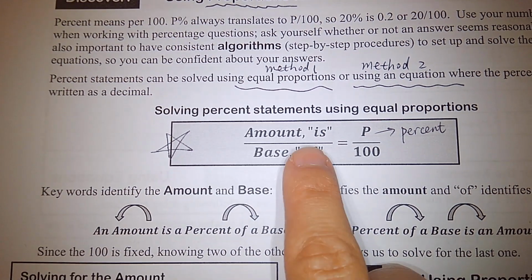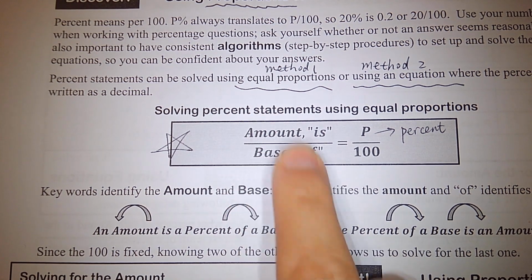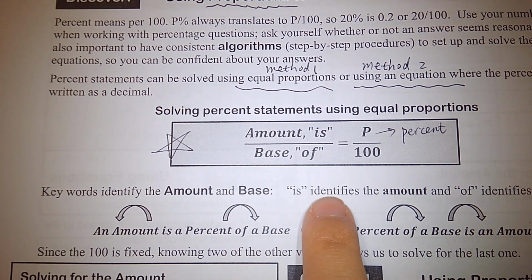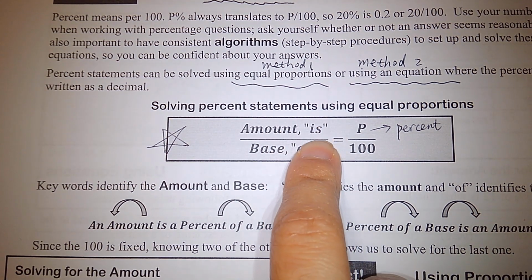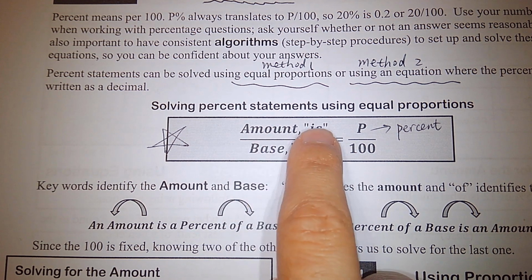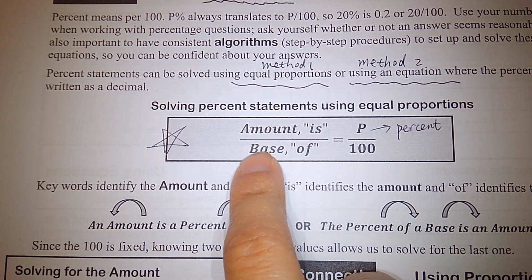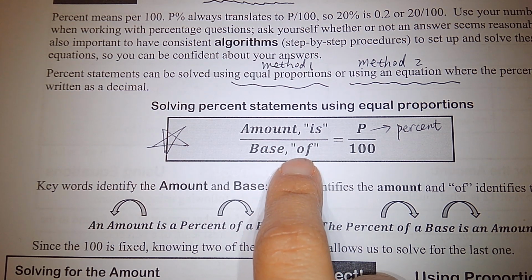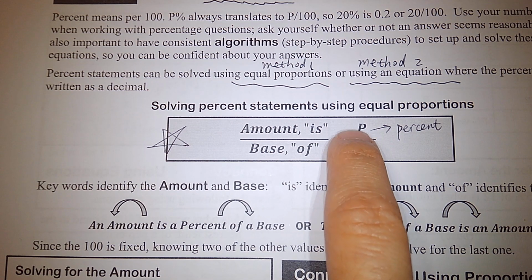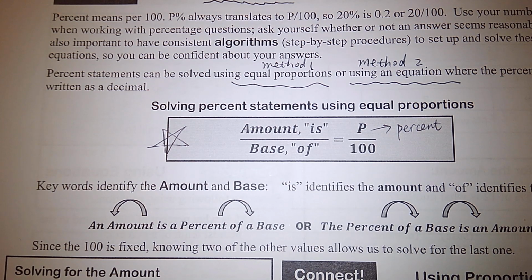Okay, now how do we determine the amount from a problem? Amount is always associated with what? Is. If you see a number next to "is," this is the amount. And the base is together with what? Of. Of course, P is a given percent, or a percent we need to find. Either way, we're looking for it.